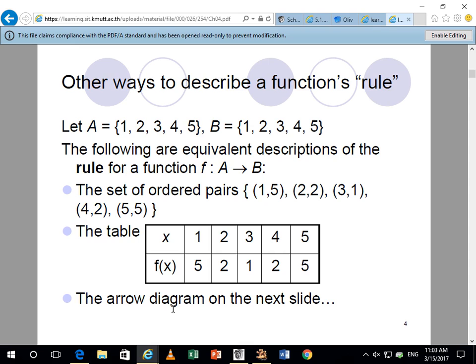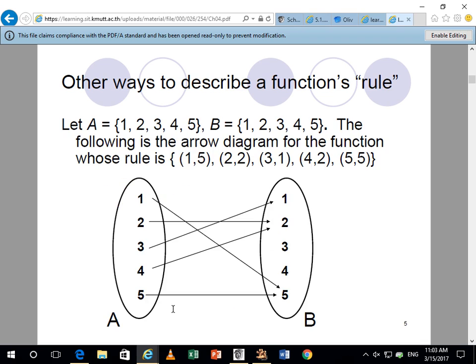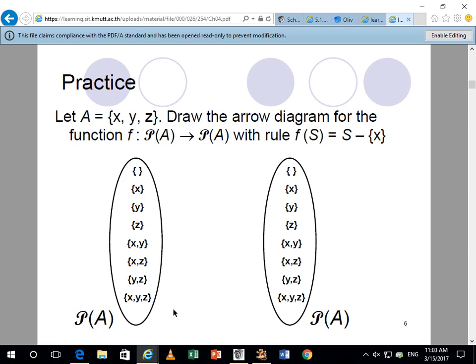Let's go to something easier first. So now we can show this mapping like this. The key is one to one. One input gives you only one output. Let's go practice that.